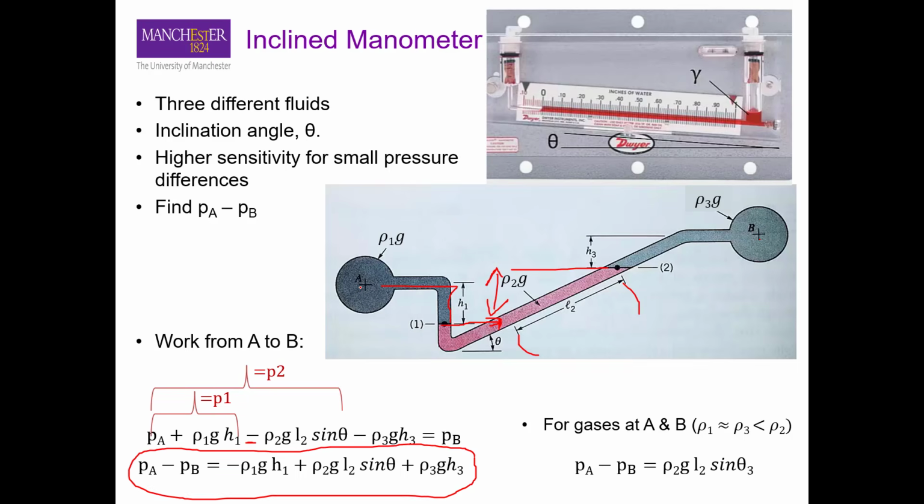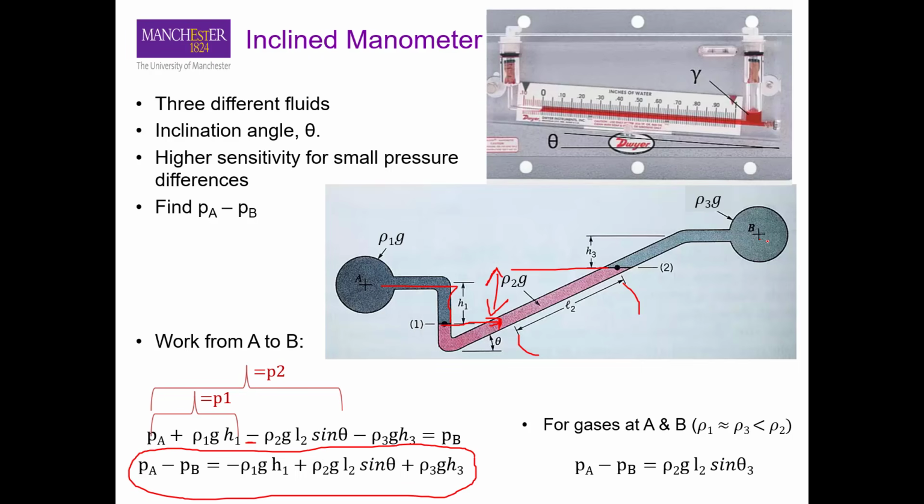Okay. And now, for example, if we have gas in pipe A and we have gas in point B. So we can, and that is actually one of the common situations in industry.